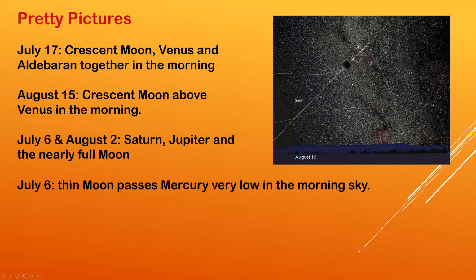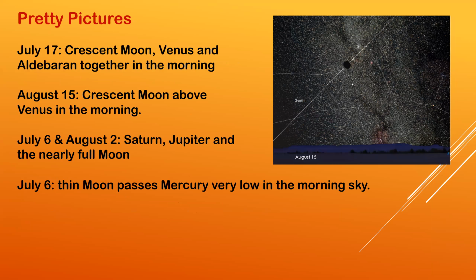We got crescent moon, Venus, and Aldebaran on July the 17th. And August 15, we got a crescent moon and Venus again. Here's a picture. This time the dark side of the moon shows up with a very thin crescent on the leading edge. On July the 6th and again on August 2, when the moon comes around, Saturn and Jupiter will be in the sky with the full moon.